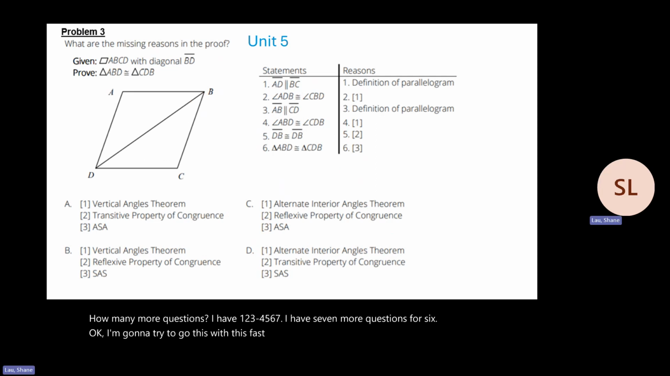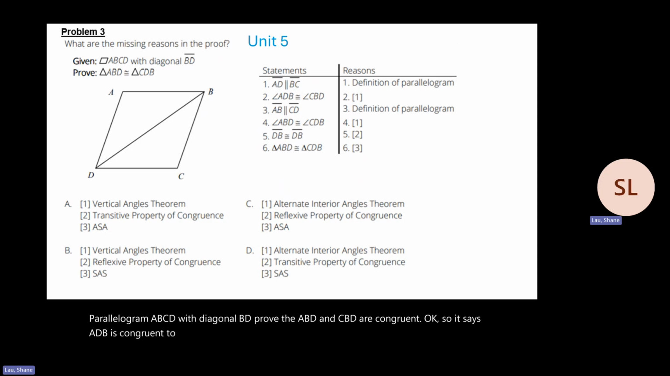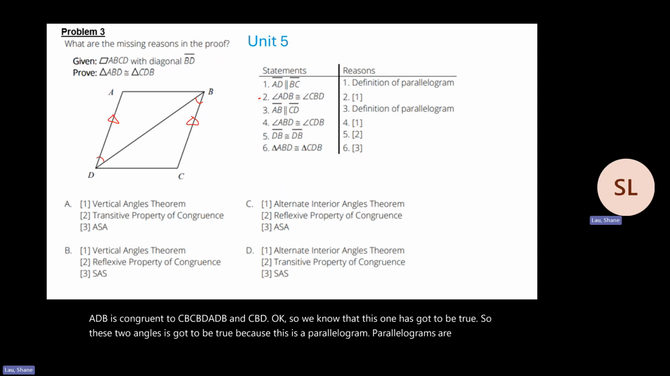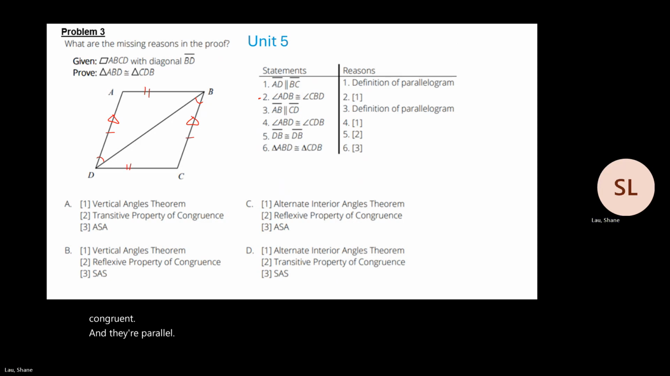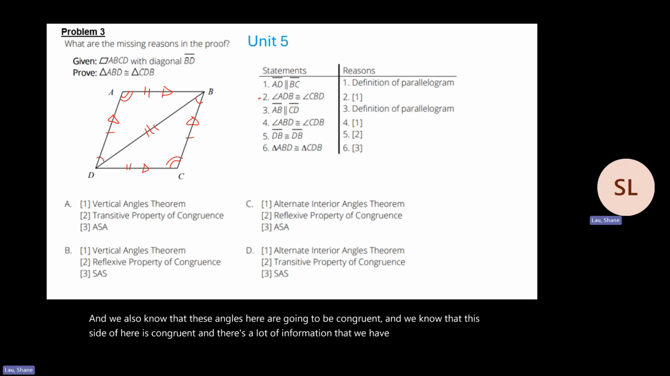Okay. What are the missing reasons in the proof? Parallelogram ABCD with diagonal BD. Prove that ABD and CBD are congruent. Okay, so it says ADB is congruent to CBD. Okay, so we know that this one has got to be true. So these two angles have got to be true because this is a parallelogram. Opposite sides of parallelograms are congruent and they're parallel. And we also know that these angles here are going to be congruent. And we know that this side here is congruent. Okay, there's a ton of information that we know.